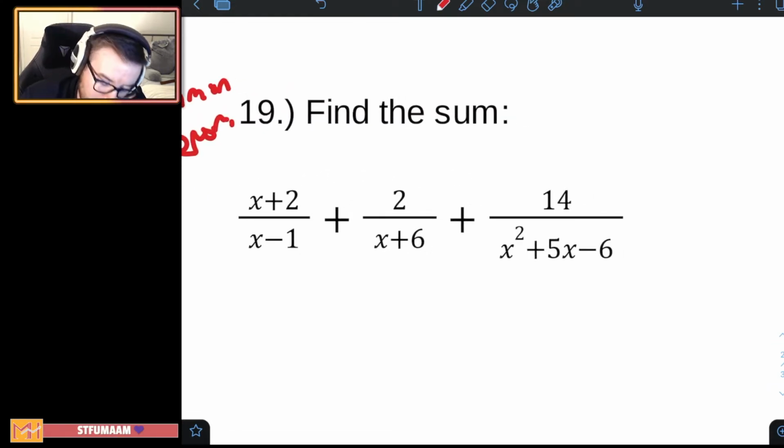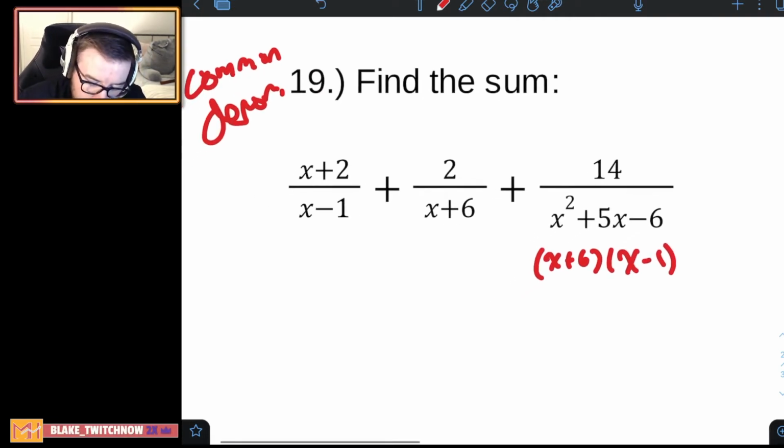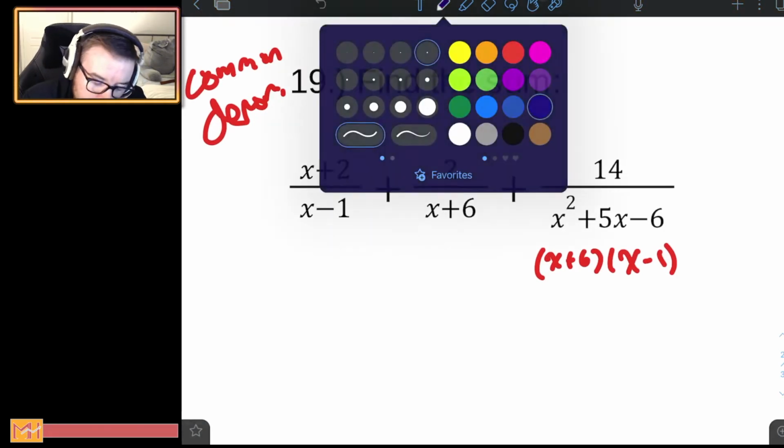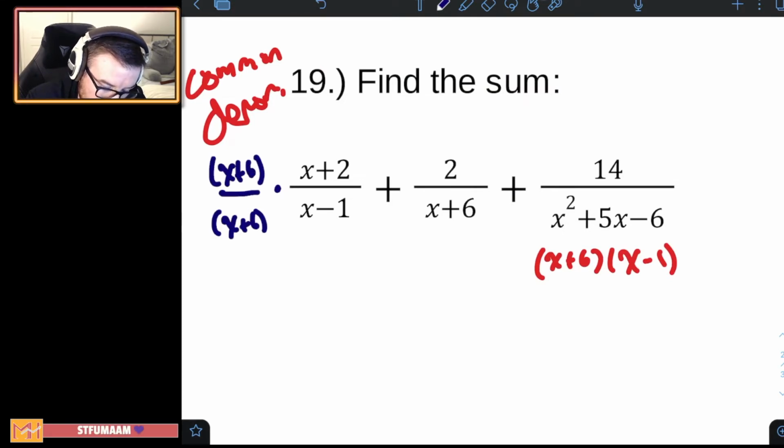So we definitely have to factor here. This factors into x plus 6, x minus 1. But that allows us to realize that, when looking at these other two terms, I am missing x plus 6. And when I say missing, I mean I'm trying to get a common denominator. They need to be identical. And this is missing the x minus 1.